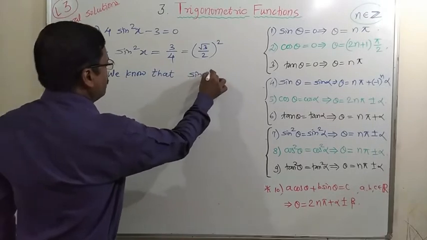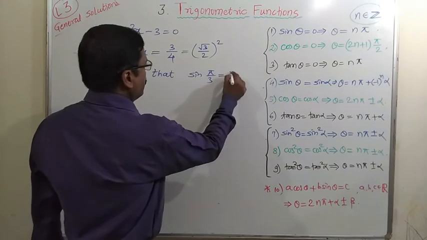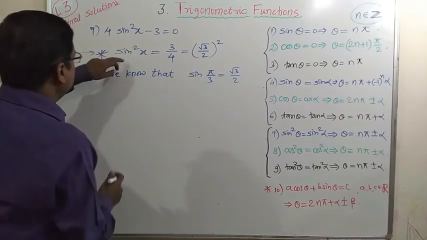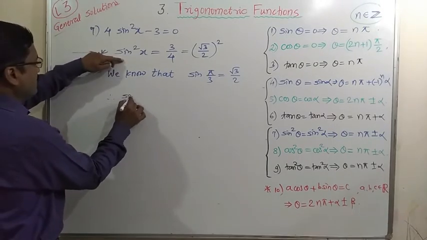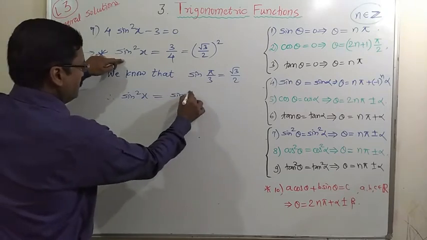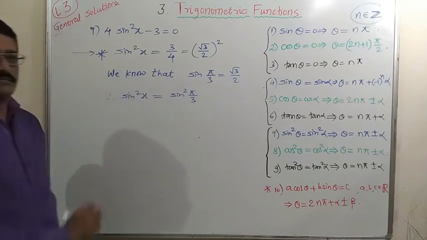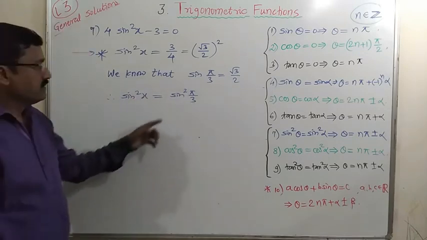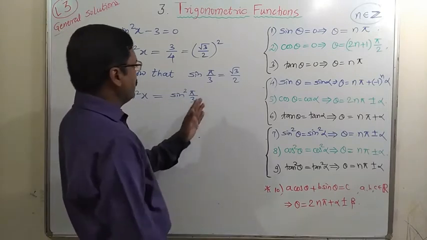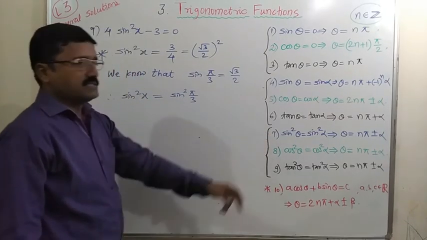Sine of pi by 3, that is sine 60, is equal to root 3 upon 2. So put this value of root 3 upon 2 as sine pi by 3 in this equation. Therefore we get sine square x equal to sine pi by 3 its square, that is nothing but sine square pi by 3. Is it okay? So we get sine square x equal to sine square pi by 3, meaning here alpha is equal to pi by 3. So see this result. Where is it? It is in result number 7.